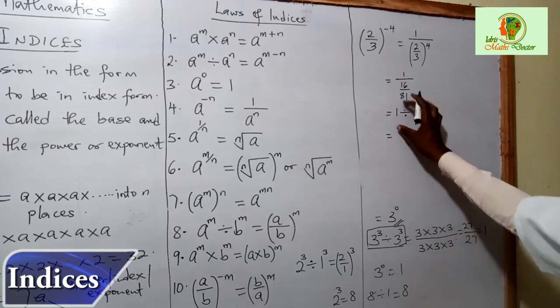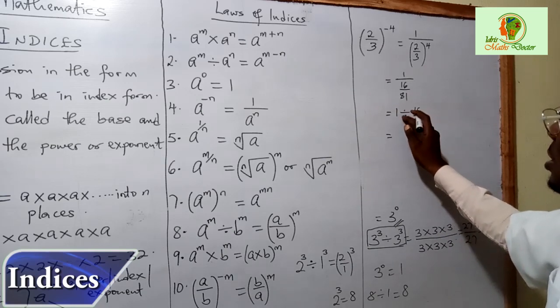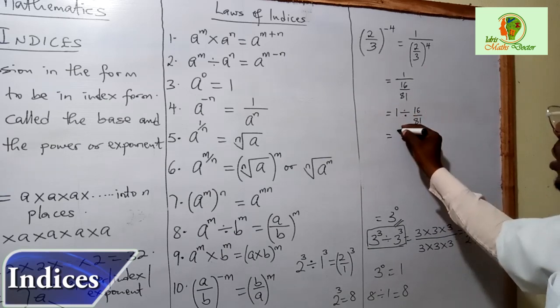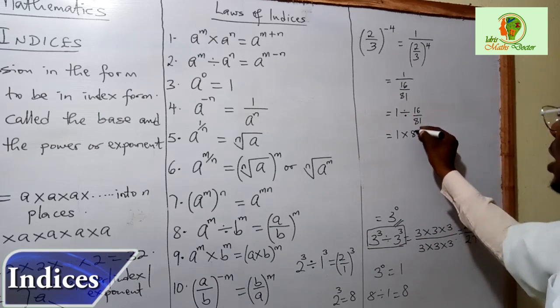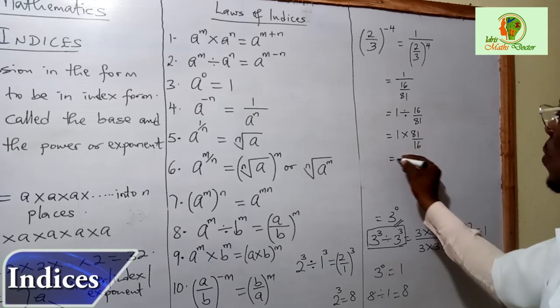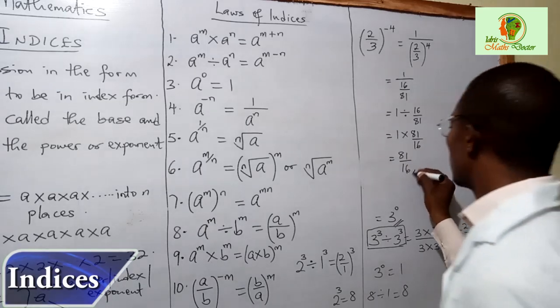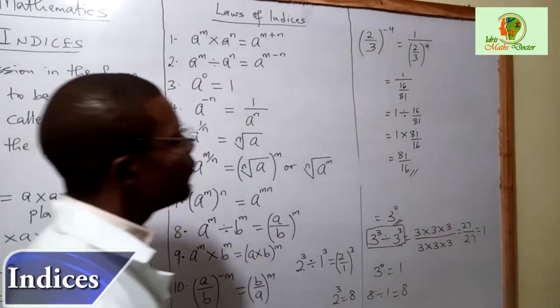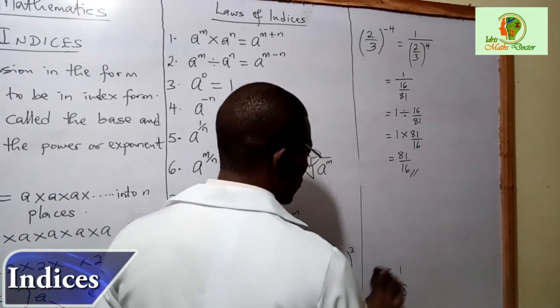In mathematics, whenever you have a fraction, the sign of operation, which is division, will change to multiplication, and this fraction will turn upside down. 81 over 16. Anything multiplied by 1 remains the same. So we have 81 over 16. Now, look at the steps involved just to solve this question, and compare it to law 10.